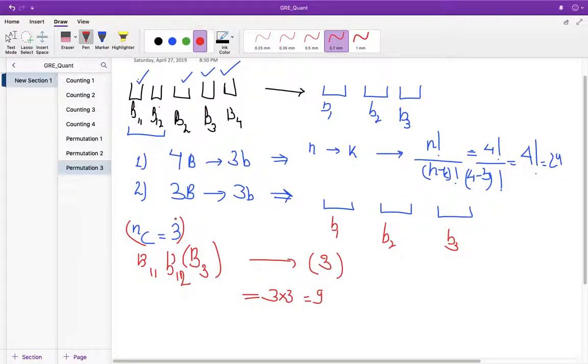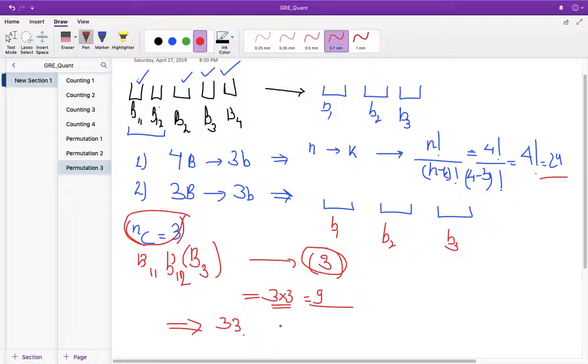The reason is that we have a task, and this task can be created in 3 ways. But for each task, there is a subtask of distribution which can be done in three ways. So we end up multiplying them. So the total number of ways would actually turn out to be 24 plus 9, which is 33.